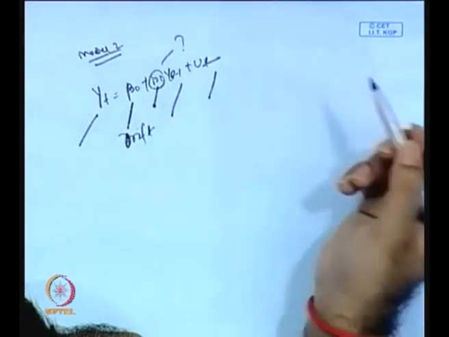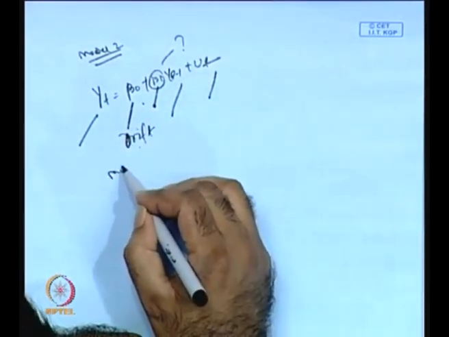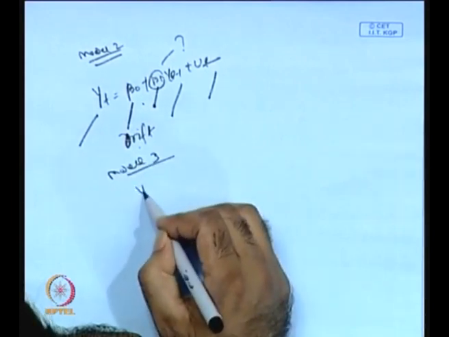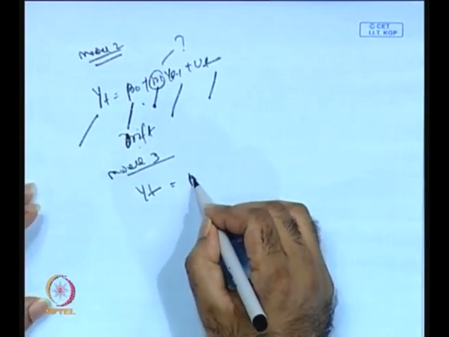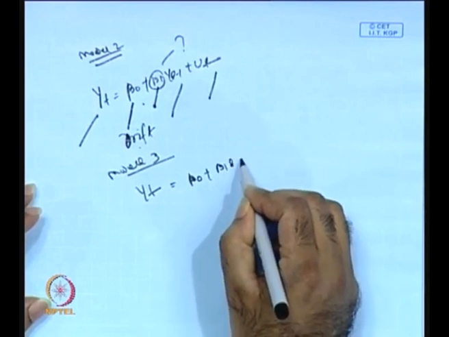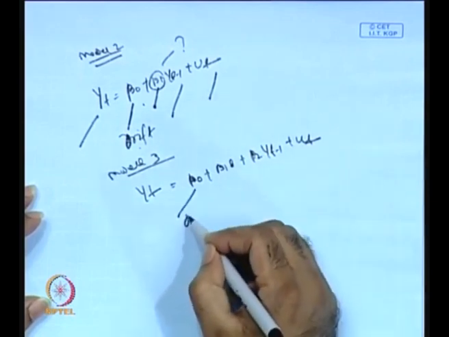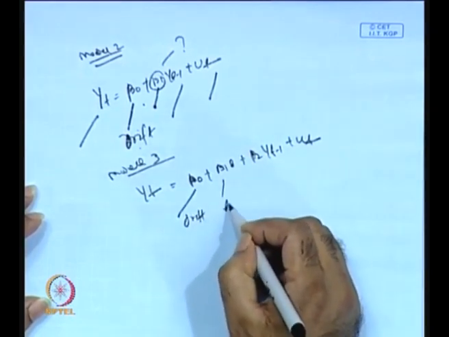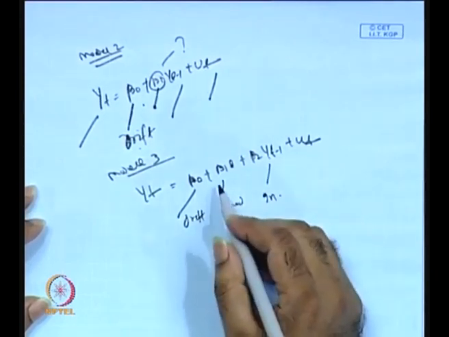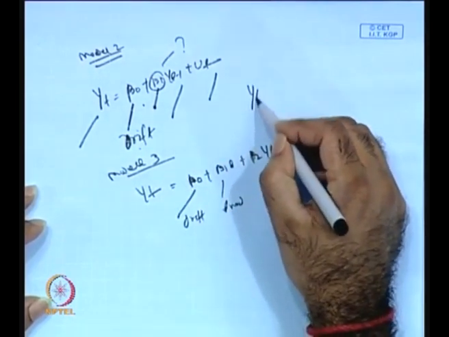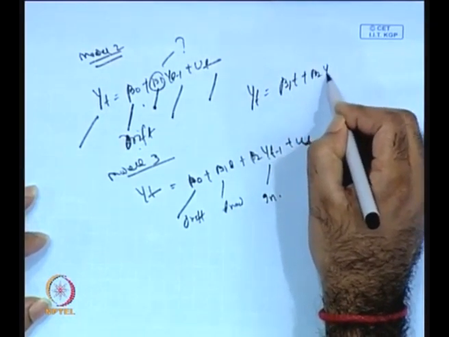Sometimes in the earlier case we have not used any constant. Now we are using the constant. In model 3, I will write y_t = beta_0 + beta_1 t + beta_2 y_(t-1) + u_t. Here beta_0 is a drift, then this is a trend, and this is the independent variable. In between, I can also write a model like y_t = beta_1 t + beta_2 y_(t-1) + u_t.